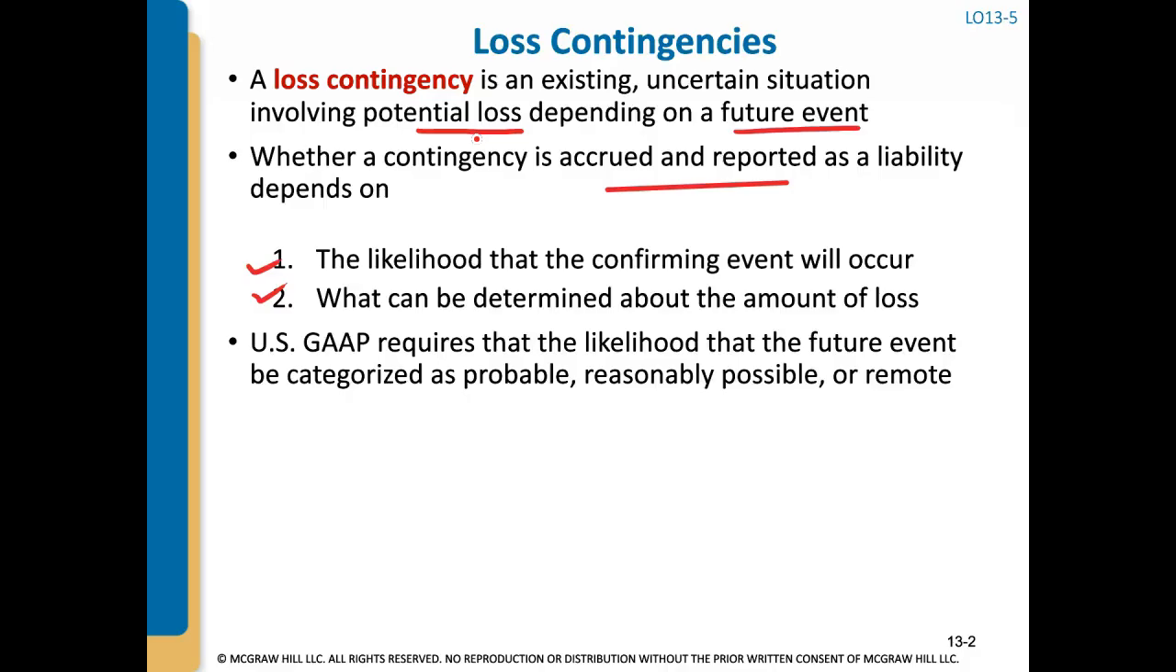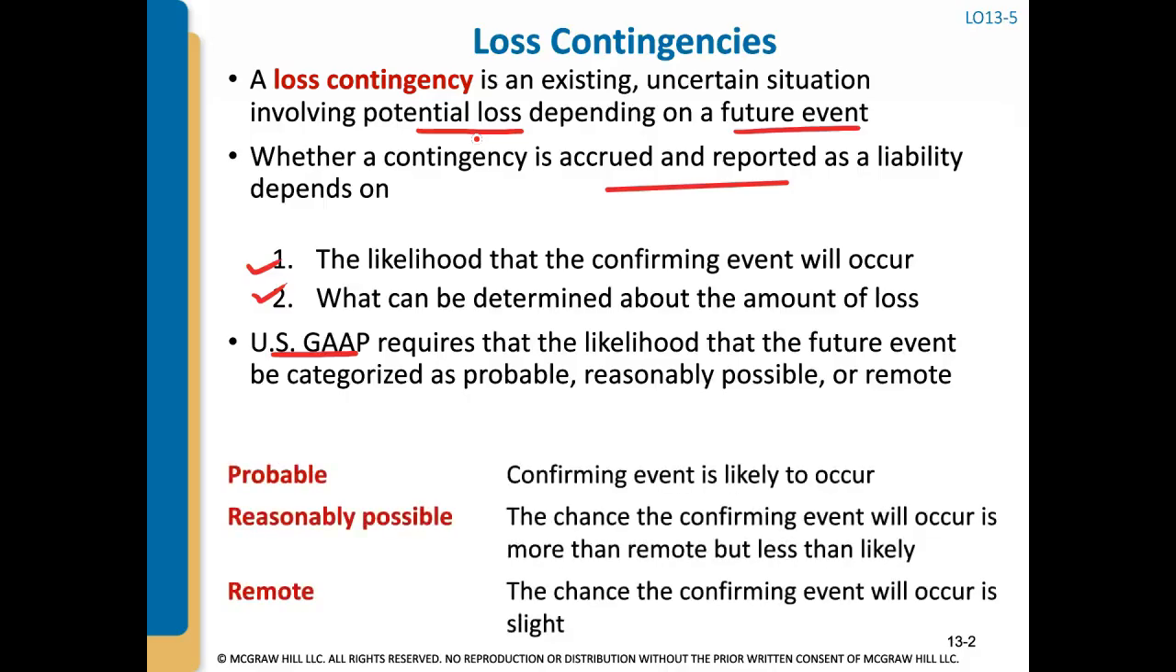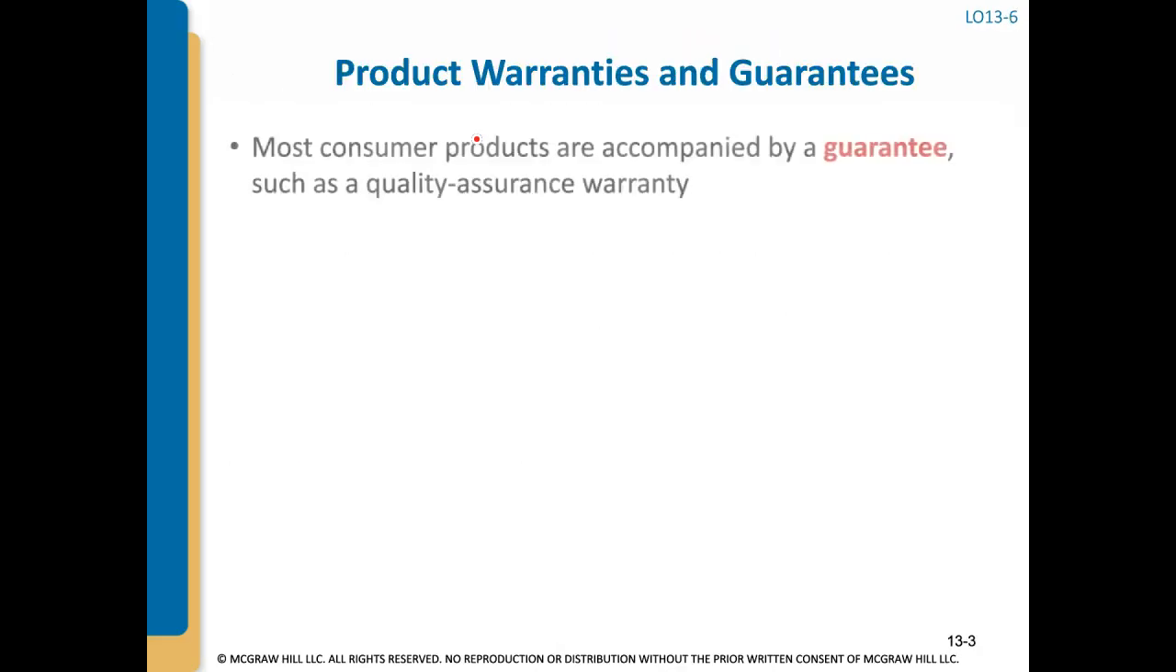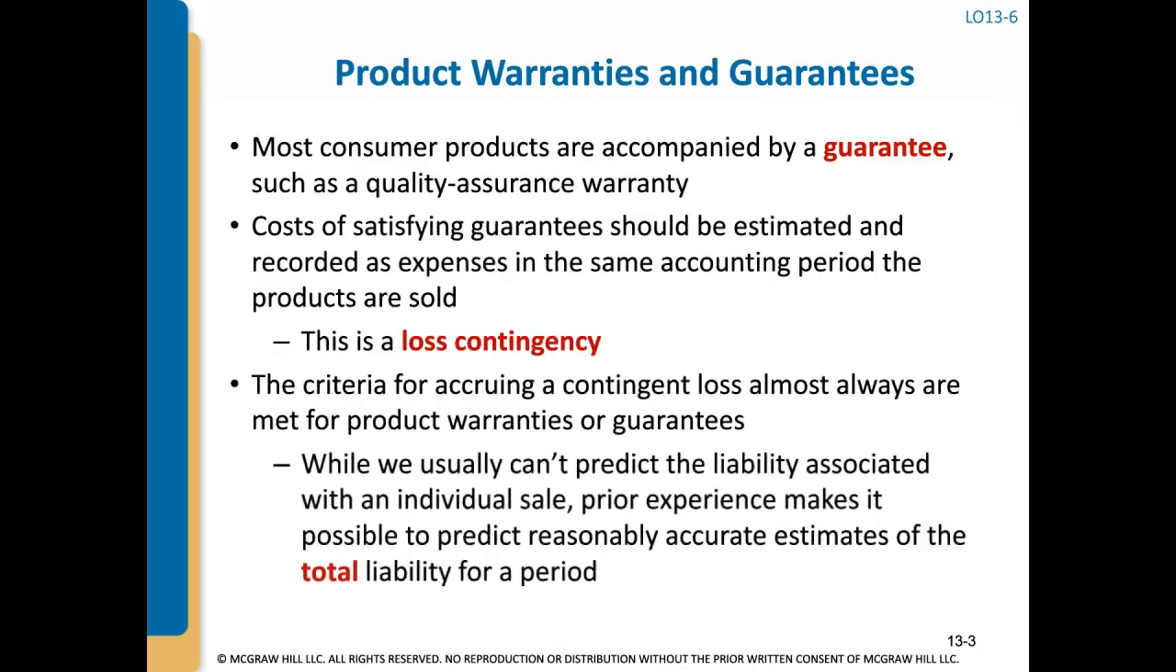or unknown. For US GAAP purposes, a company is required to record a loss contingency based on whether the event is probable, reasonably possible, or has a remote chance of occurring. Again, if you're not familiar with these terms, please go back and look at the contingencies video. Product warranties and guarantees are one type of loss contingency.